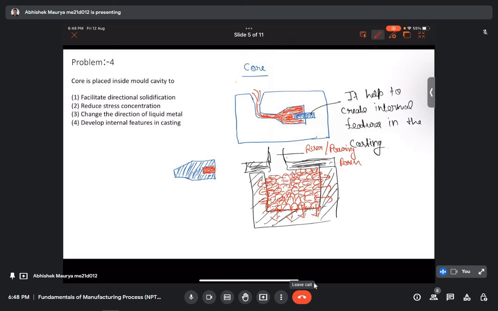So we try to control it, but our core is not performing that kind of activity. Its only purpose is to create internal features. So the first option is wrong.